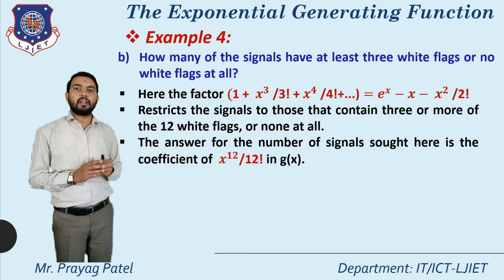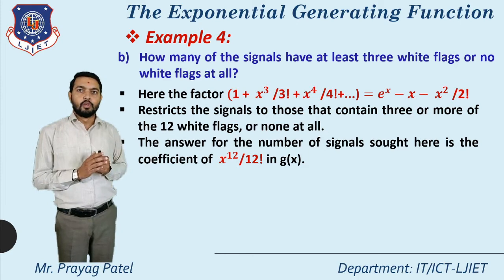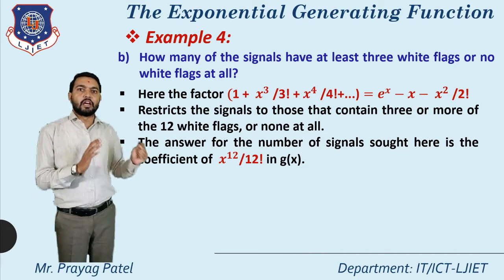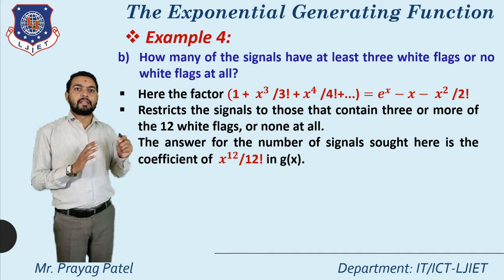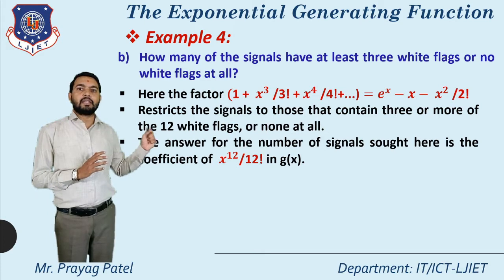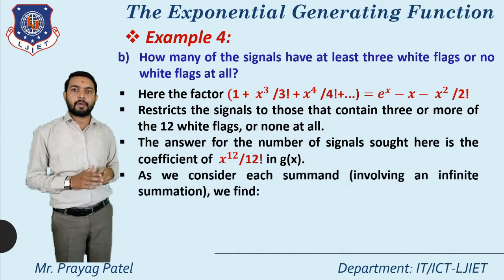So we restrict the signals to those containing 3 or more flags. The total number of flags we can use is 12. The second condition is that none of the flags is a white flag. The answer, the number of such signals, is the coefficient of x raised to 12 divided by 12 factorial in our function g of x.